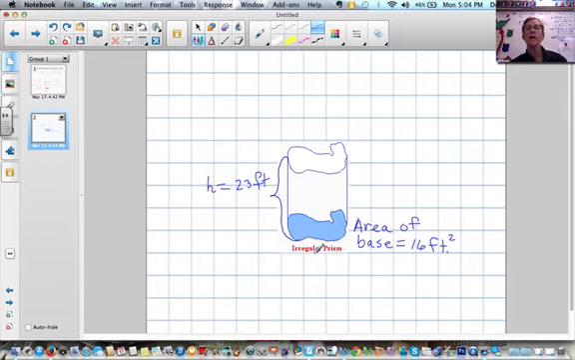Okay, so what if we have an irregular prism like this one? When you see these, the area of the base will be given to you. So if you are given that the area of the base is 16 square feet, and you know that the height of this prism is 23 feet, as I said, the formula is the same no matter what type of prism it is. So we're just going to go up here and write the formula, which is volume is equal to big B, which means area of the base, times height.